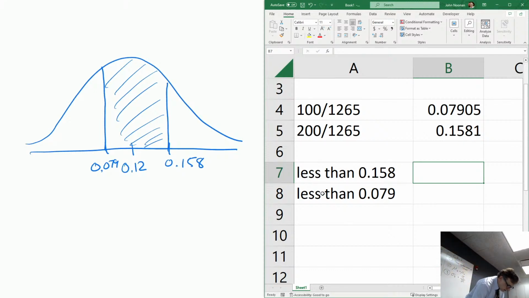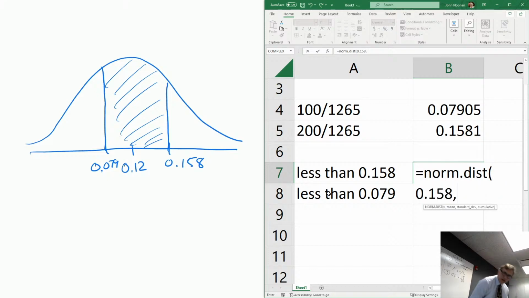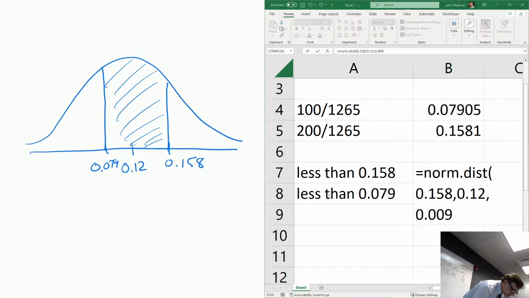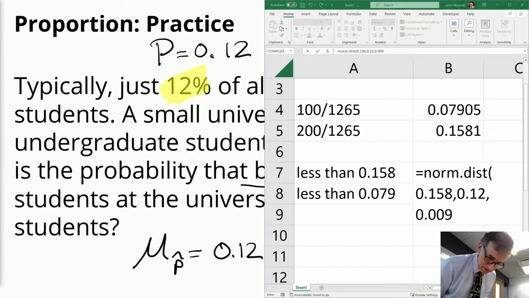Phew. How did the time go so quickly? Okay, so this is going to equal norm dot dist of 0.158. Where are my numbers? 0.12 and 0.009 and some other numbers. Give me a sec, I'll find them. Where did they go? Oh, I know where they are. They're on my iPad. Hold on a sec. 9136.